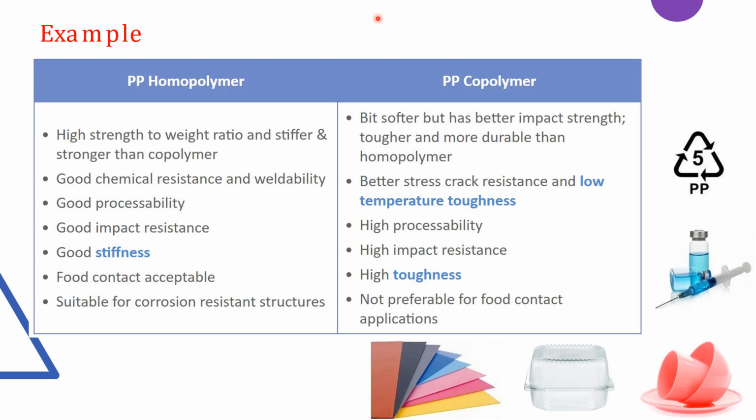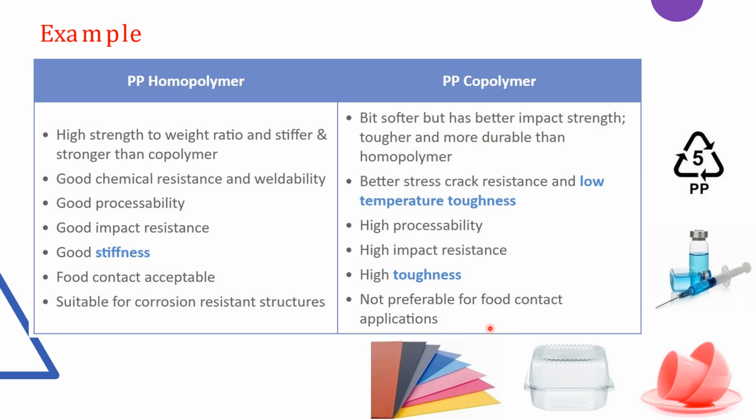With better stress crack resistance and low temperature toughness, they excel in applications requiring resistance to stress cracking and can perform very well at lower temperatures, such as in packaging material that needs to be stored in a freezer. And they also have high processability. Like homopolymers, copolymers also have high processability, even better, suitable for a wide range of manufacturing processes.